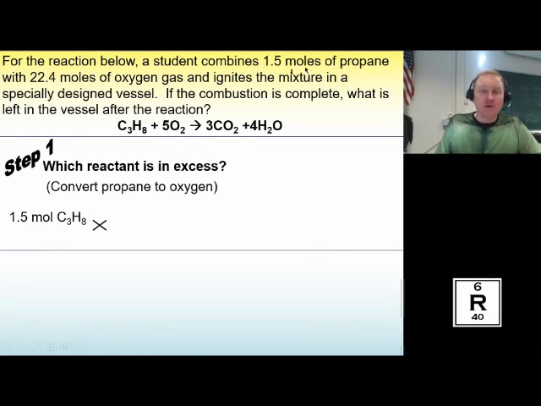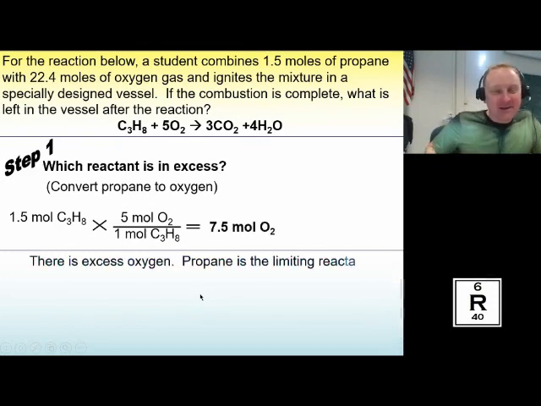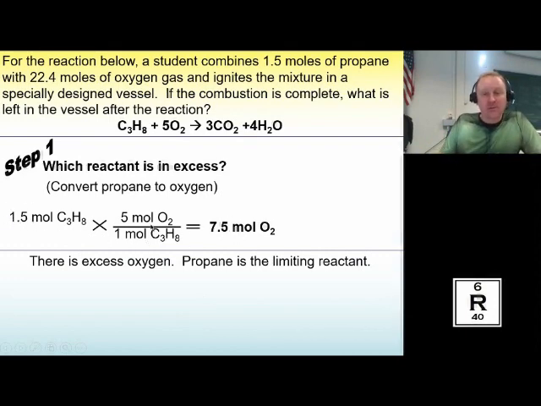So I've got 1.5 moles of propane, and I want to know how much oxygen 1.5 moles of propane would actually use. And I see that it is a 1:5 ratio, and I set this ratio up: for every 1 mole of propane, there's 5 moles of oxygen, and I set it up so that my moles of propane cancel out, and then I will have it in moles of oxygen. So we convert 1.5 moles of propane into oxygen, and we get 7.5 moles of oxygen.